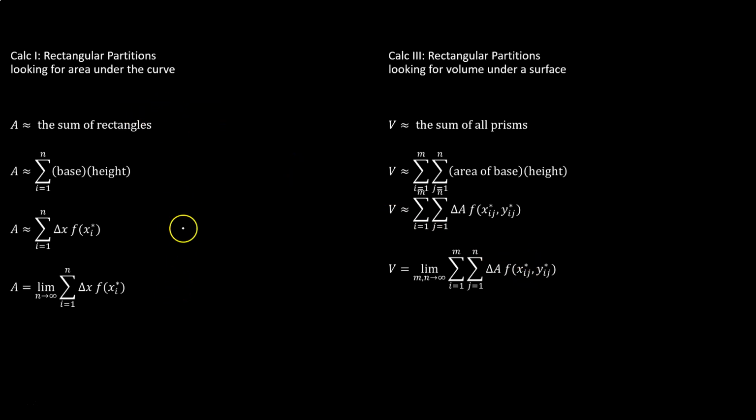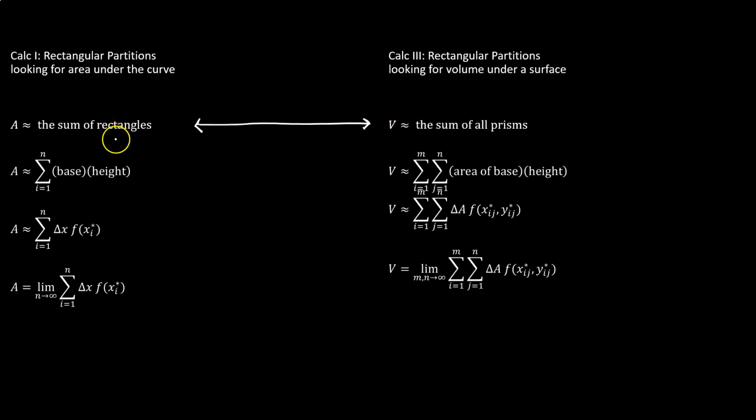On the left, we have Calc 1. On the right, we have Calc 3. Notice the small differences, but also the similarities. So in Calc 1, we use these rectangular partitions to find area. In Calc 3, we're using a rectangular partition to create prisms to calculate a volume.